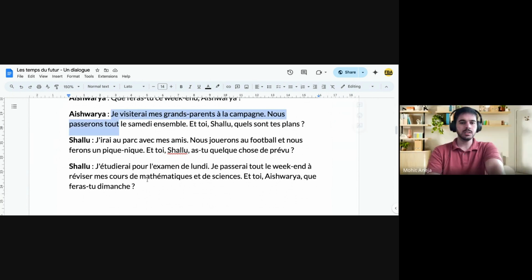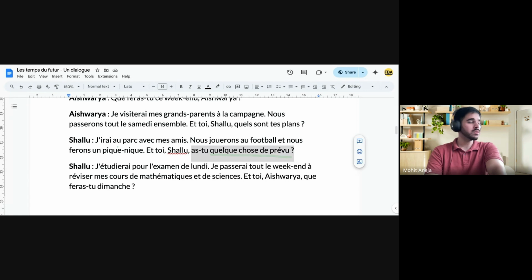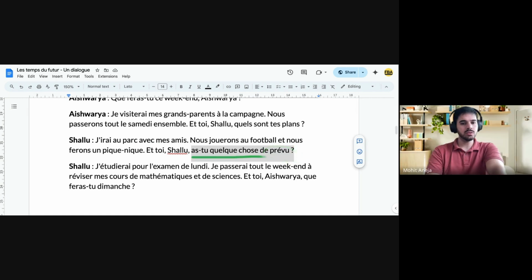Any doubts so far, Aishwarya, in this? As-tu quelque chose de prévu? Do you understand this? Quelque chose de is always something. Have you something planned? Planned is an adjective here. As-tu quelque chose de prévu? Do you have something which is already planned?